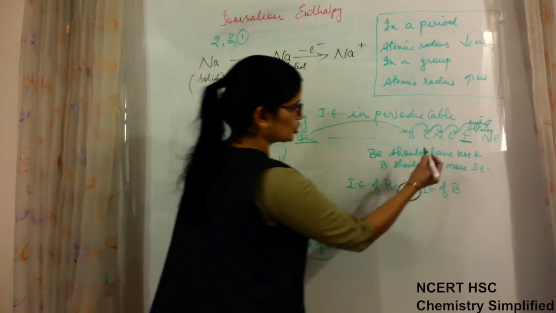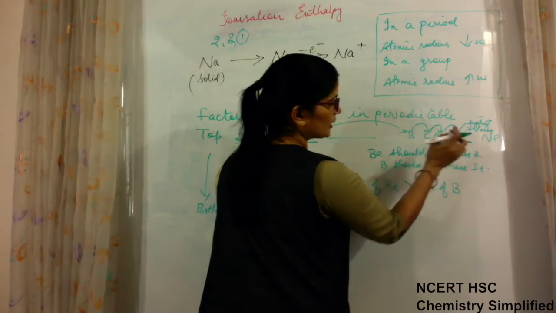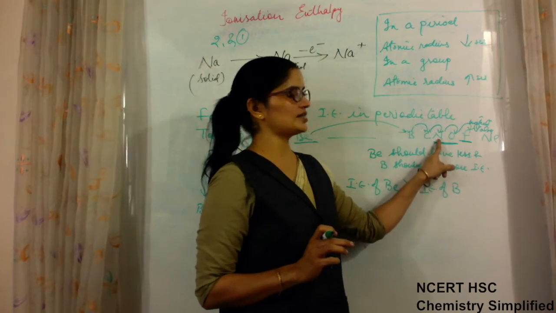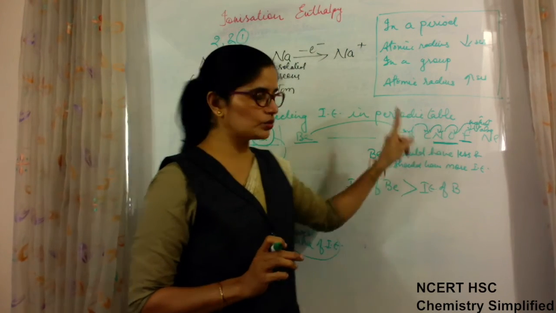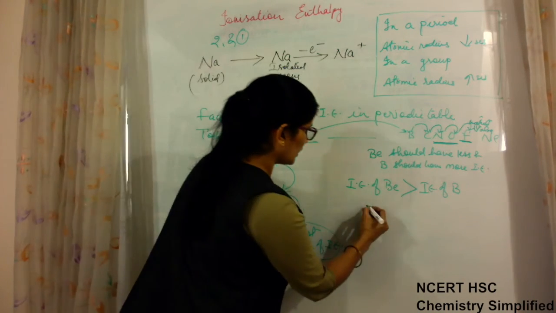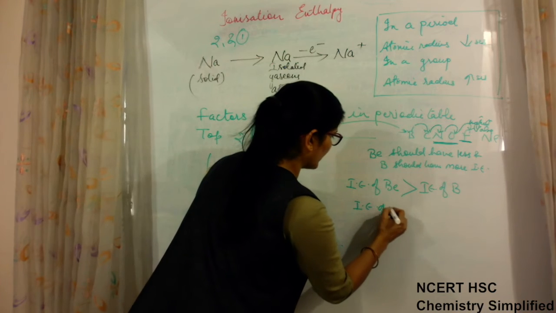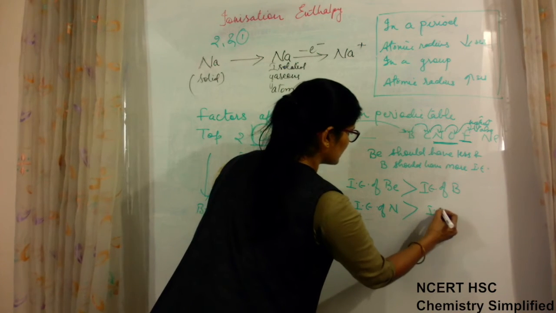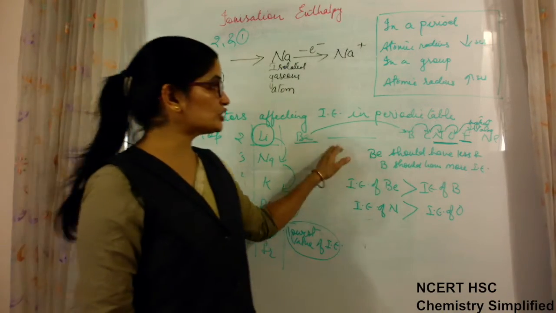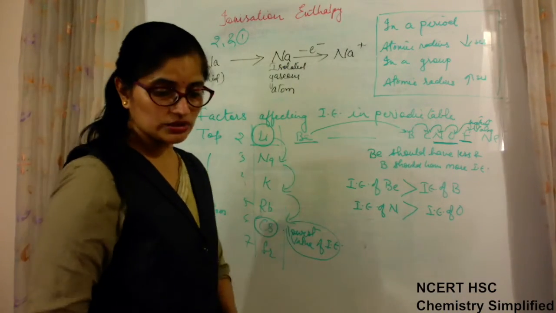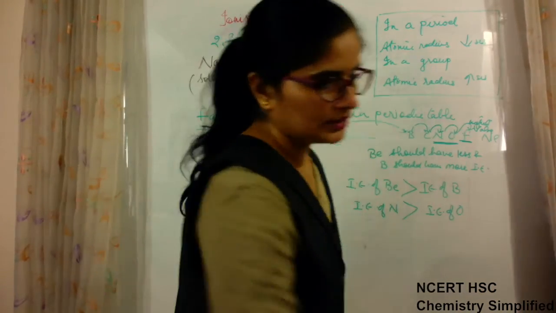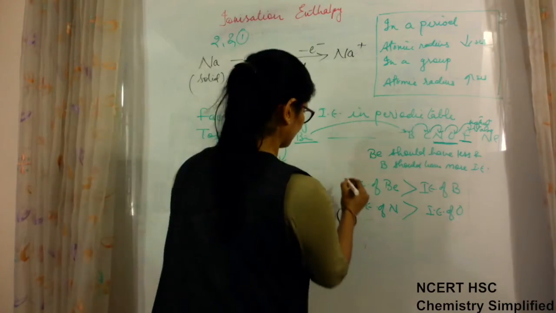At the second place, what should be there? When we compare nitrogen and oxygen, then ionization enthalpy of oxygen should be more than ionization enthalpy of nitrogen according to the rule. But again here there is an irregularity. Ionization enthalpy of nitrogen is more than ionization enthalpy of oxygen. So the opposite of it happens. Now why these two things are there, we have to understand. Okay, we'll understand these two things.